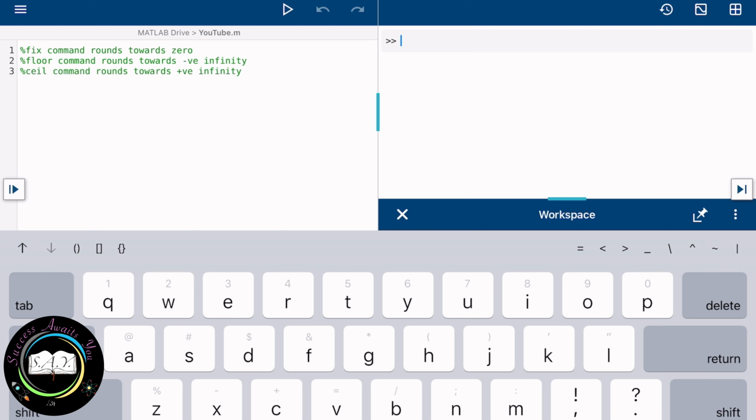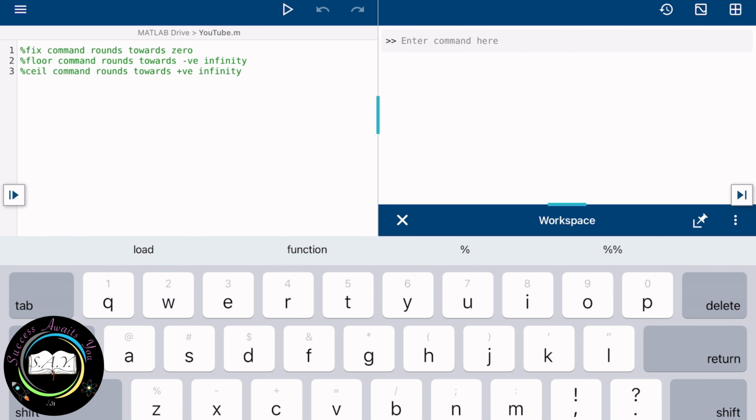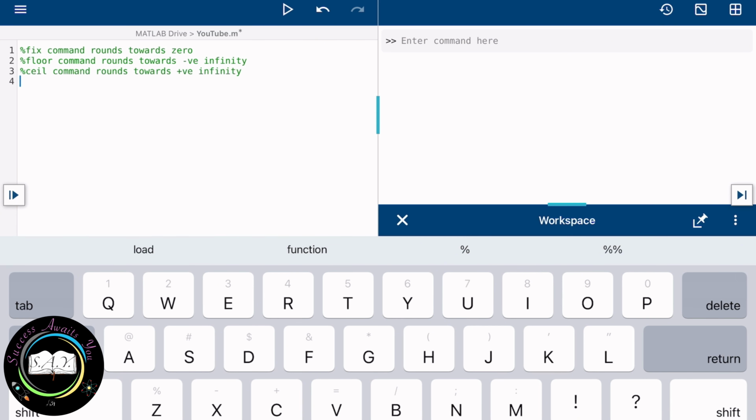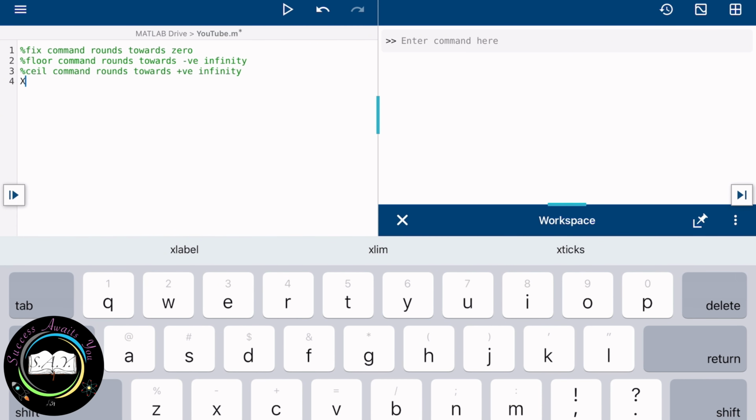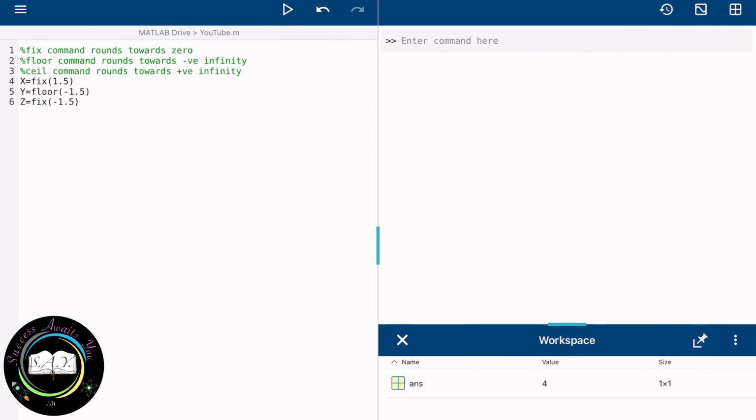Now, see the difference between these 3 commands. Let's use variable x for the fix command, y for the floor command, and z for the ceil command. After that, let's assign them the same value and see the results. As you can see, all 3 of them gave different results. It's good to understand their difference and to learn their uses, which we'll discuss in our upcoming videos.